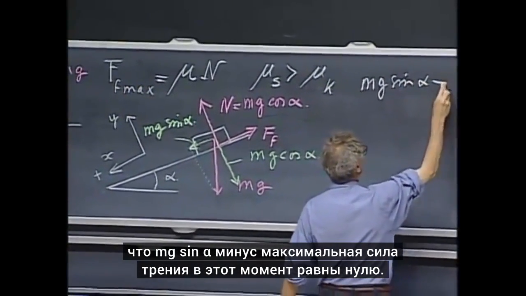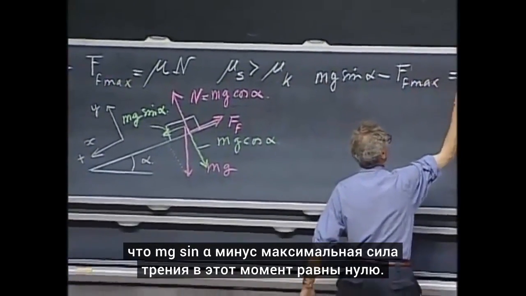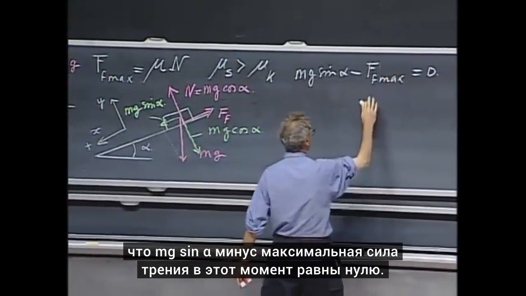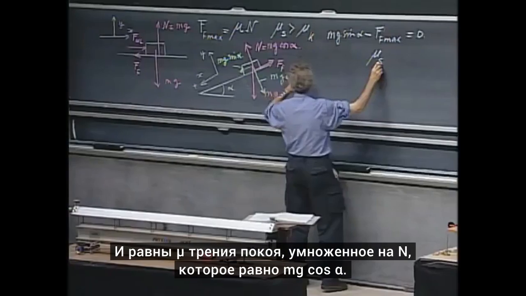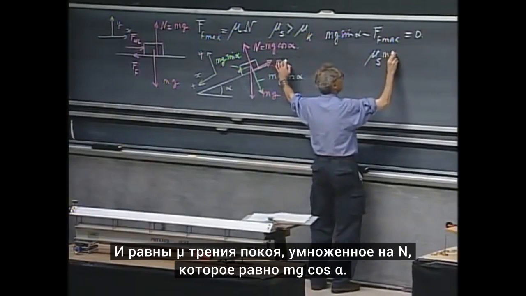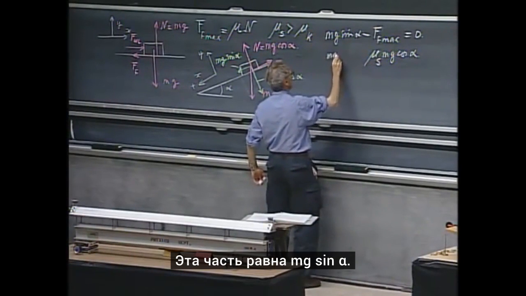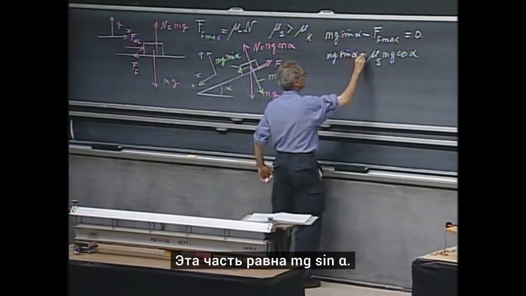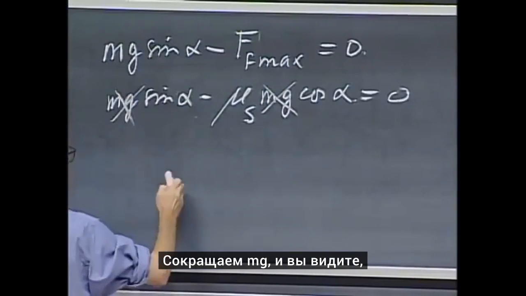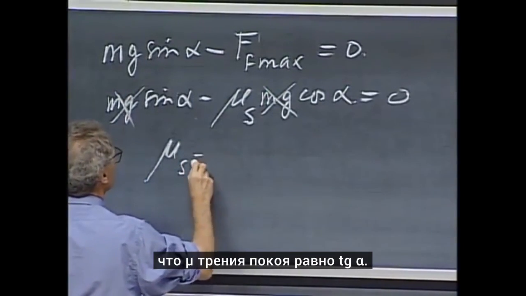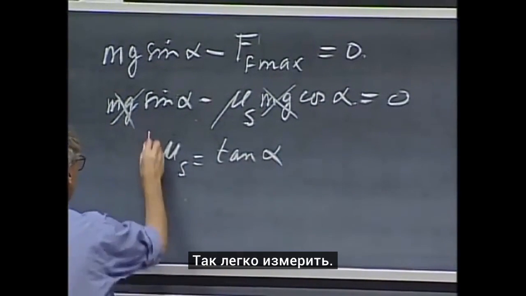sine alpha minus F_f maximum at this point is 0. And this one is mu static times N, which is mg cosine alpha. This one is mg sine alpha. This equals 0. I lose my mg, and you see that mu_s equals the tangent of alpha. It's that easy to measure.